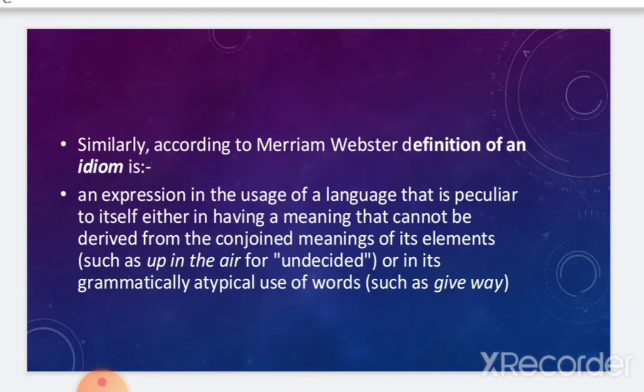Similarly, according to Merriam-Webster, the definition of an idiom is an expression in the usage of a language that is peculiar to itself, either in having a meaning that cannot be derived from the conjoined meanings of its elements, such as "up in the air" for undecided, or in its grammatically atypical use of words such as "give away".